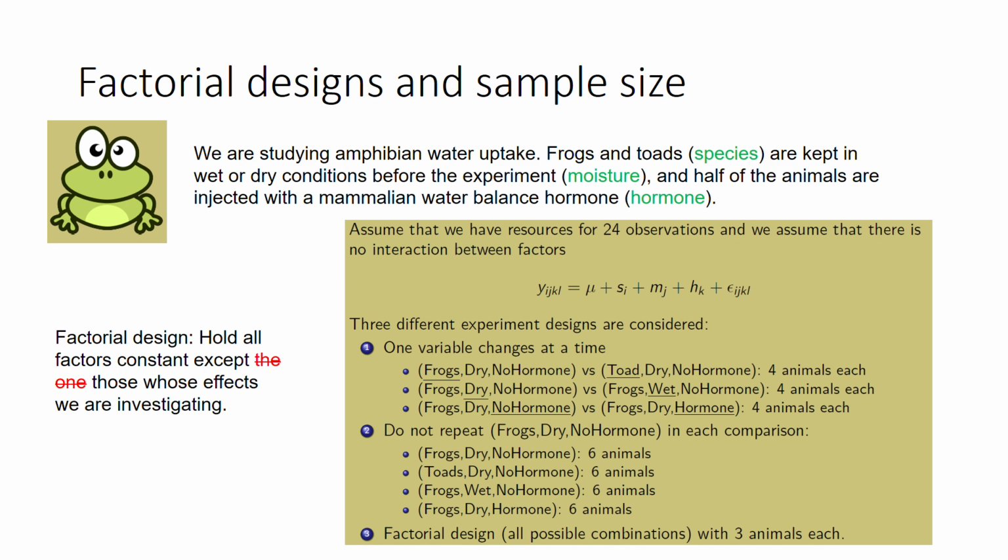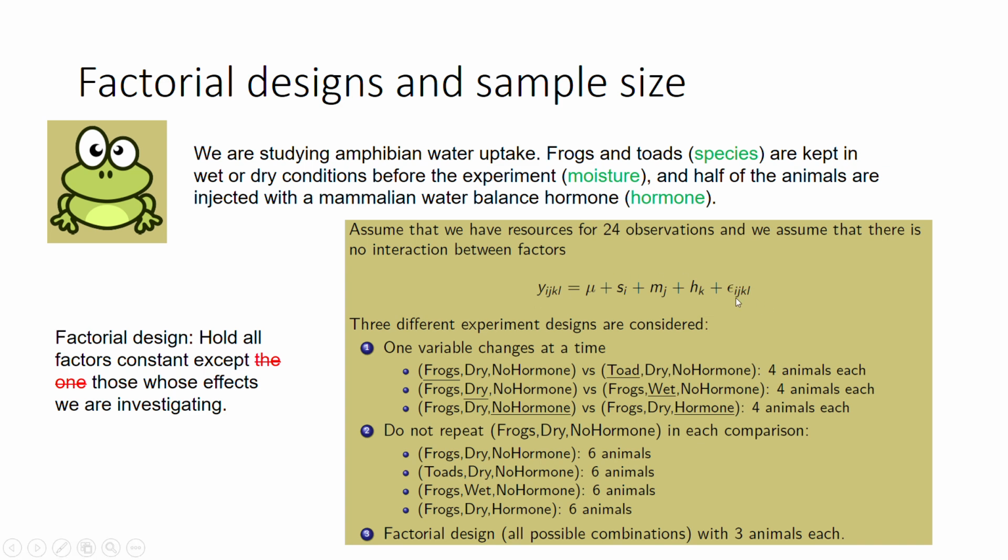So let's say that you have 24 animals, and that we will not study the interaction between factors. So you want to see what the main effects are. What is the effect of the species? Do some species take more or less water? What is the effect of being wet or dry before doing the experiment? What is the effect of the hormone? This is actually the one that you are most interested in. And then there is some noise associated, because not all the animals respond in the same way.